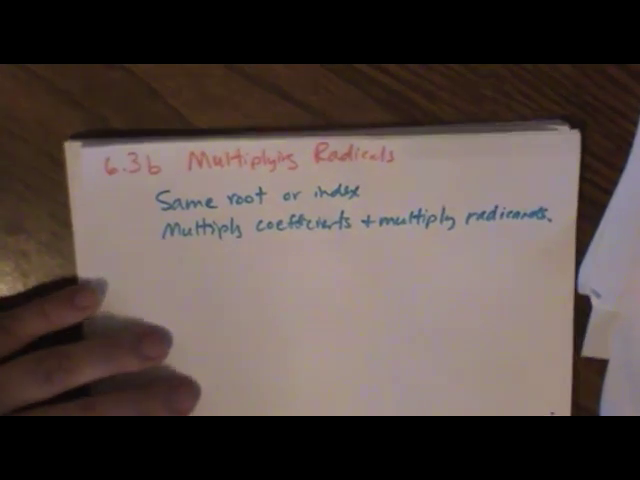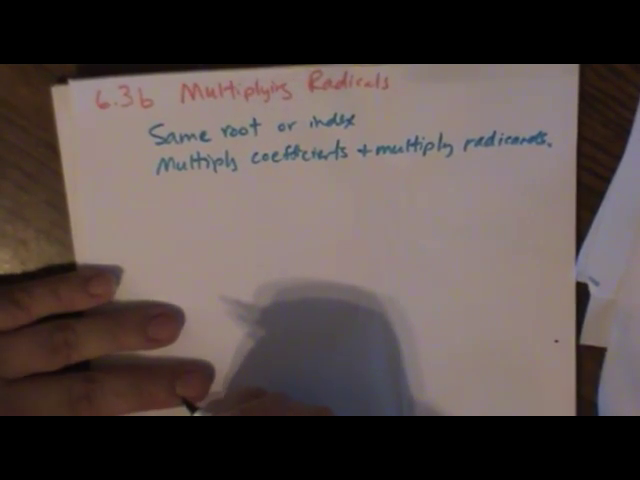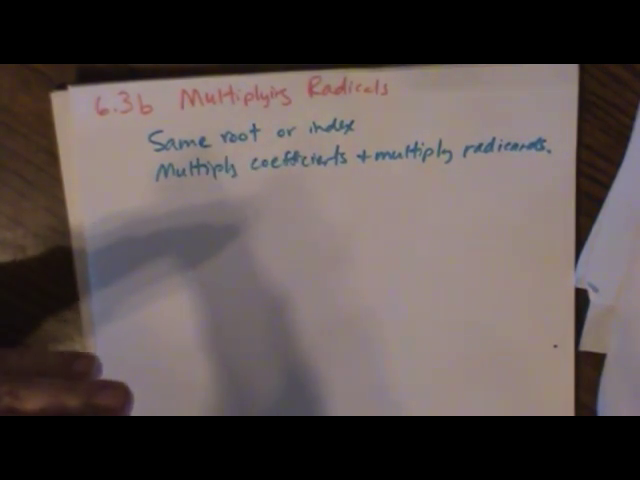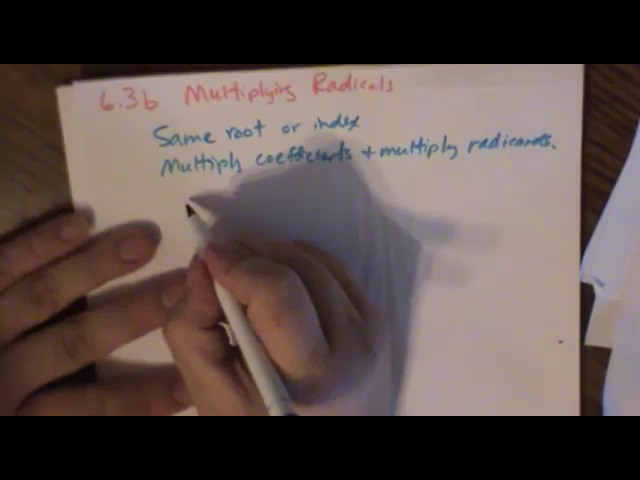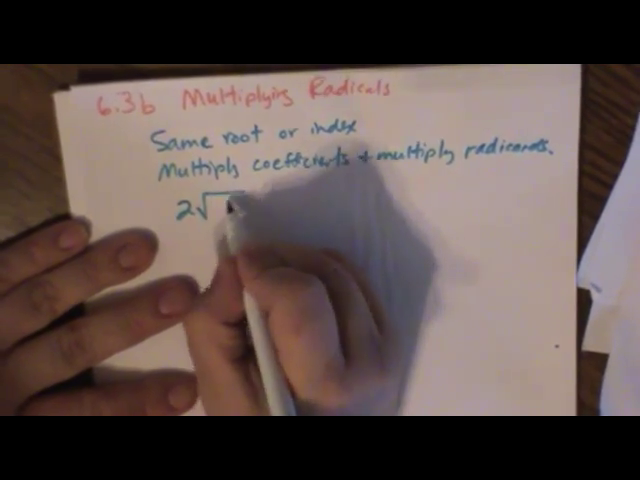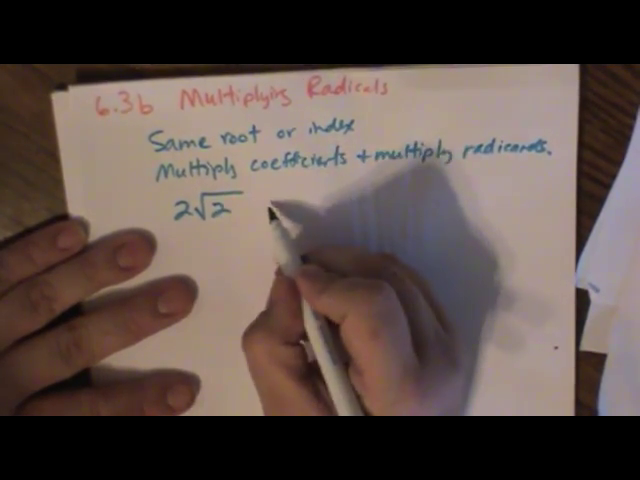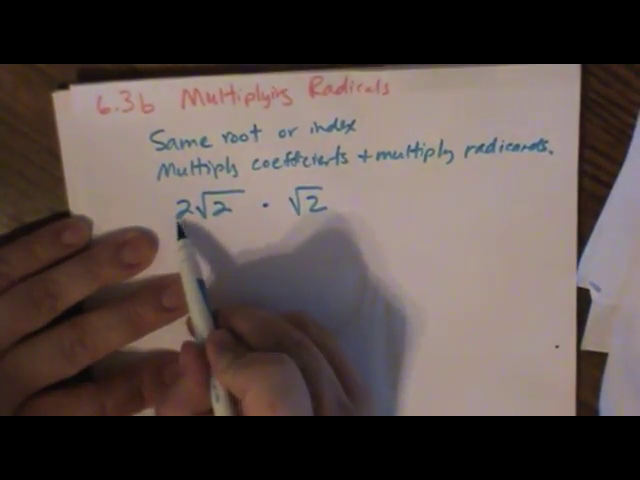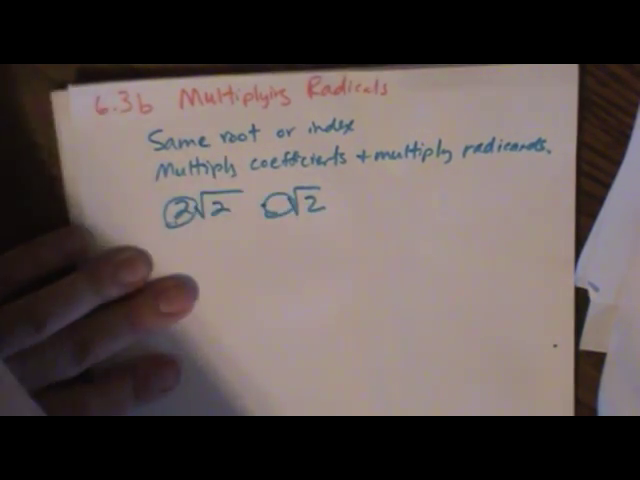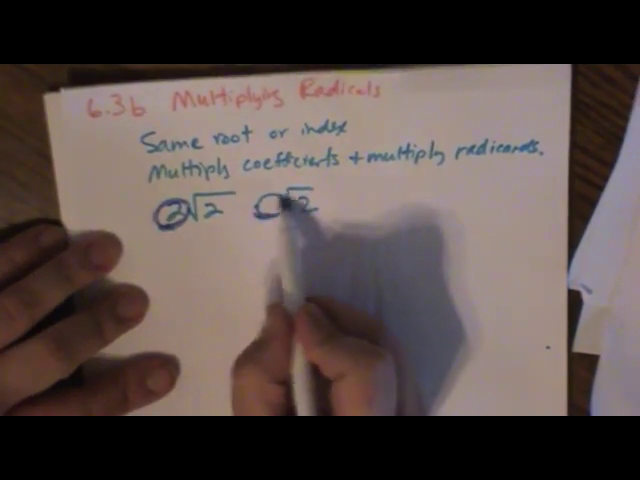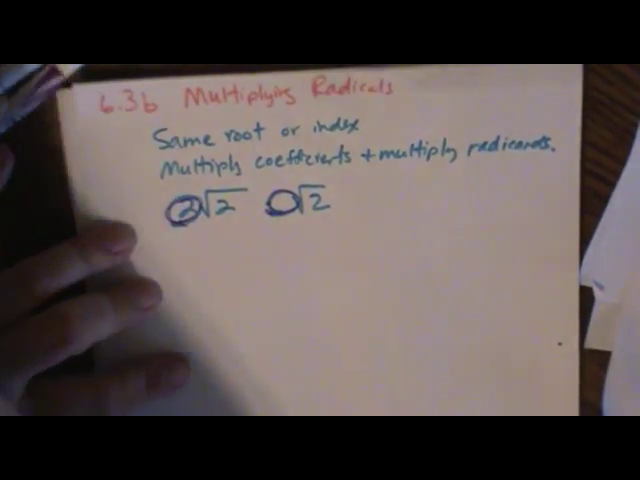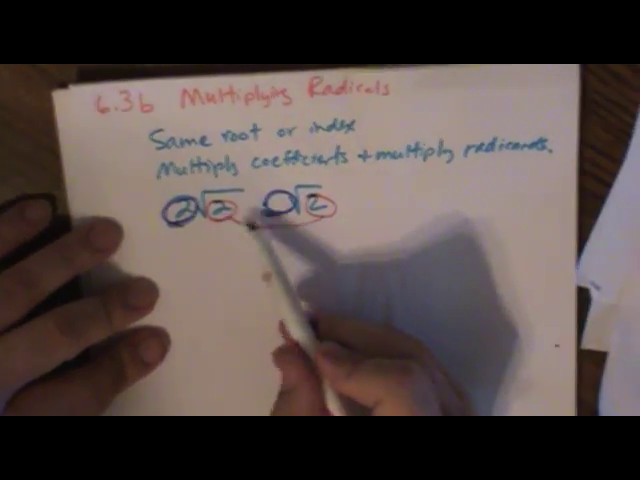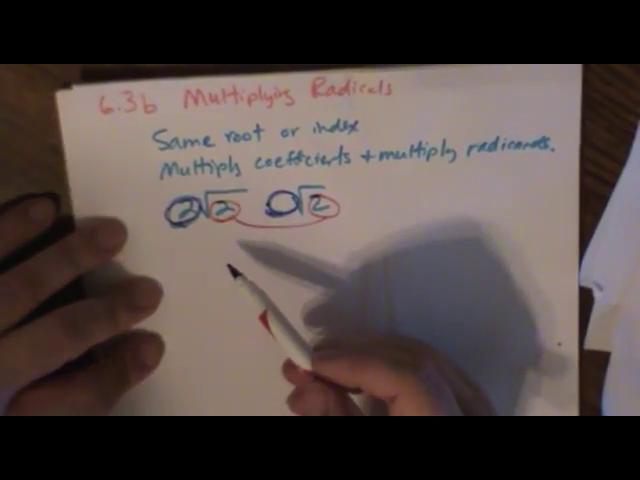To help people remember this, I try to tell them, think of that radical sign as being kind of a barrier, that those numbers are segregated. So if you have 2 with a radical of 2 inside, and you're going to multiply a radical of 2, you have to multiply what's outside with what's outside, and then what's inside with what's inside.